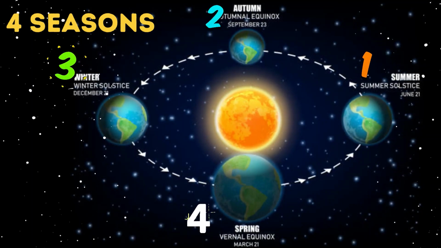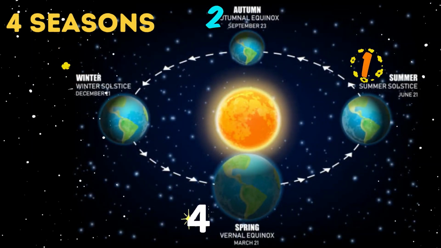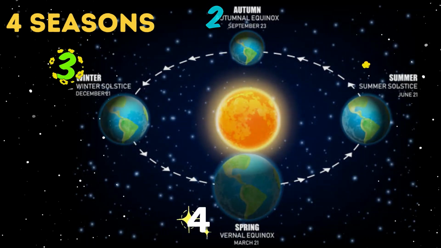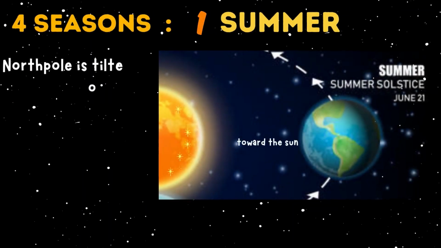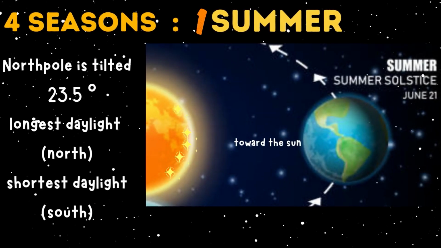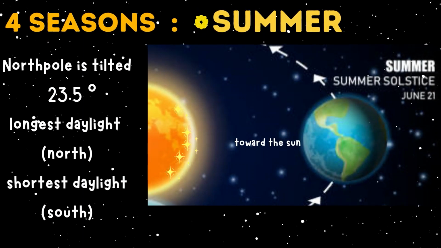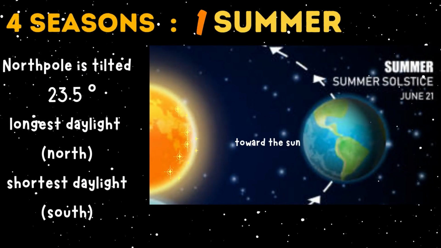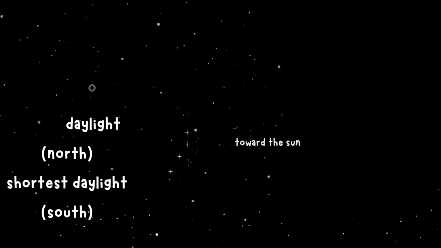We have the summer, autumn, winter, and spring. Now, here is a closer look at each season. First is summer. It begins in the northern hemisphere on June 21, and during this time, the North Pole is tilted to its full 23.5 degrees toward the sun. The northern hemisphere experiences its longest daylight period, and at the same time, the southern hemisphere experiences the shortest daylight. So this is the first season.